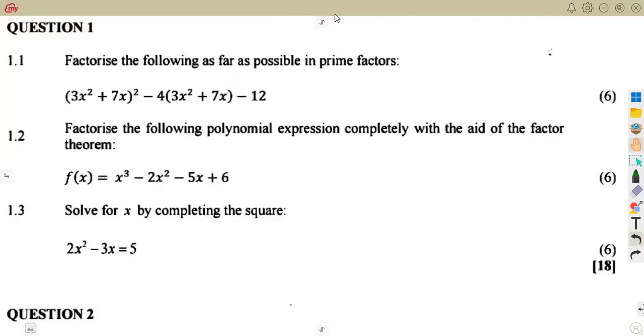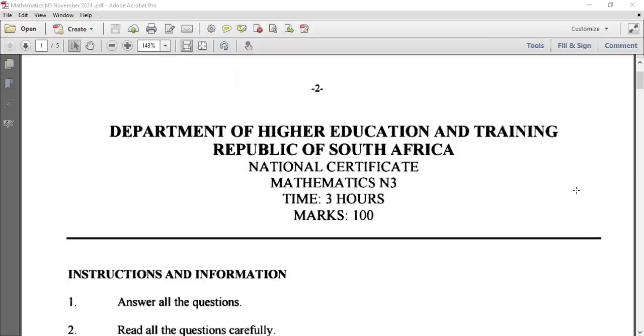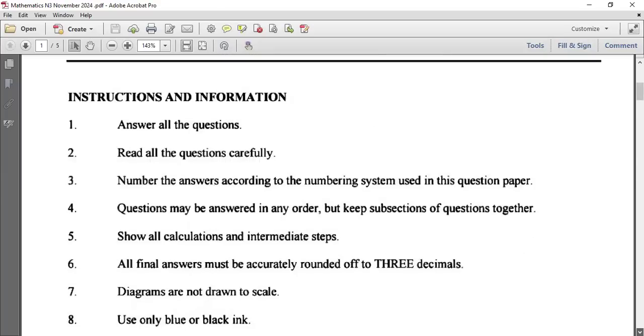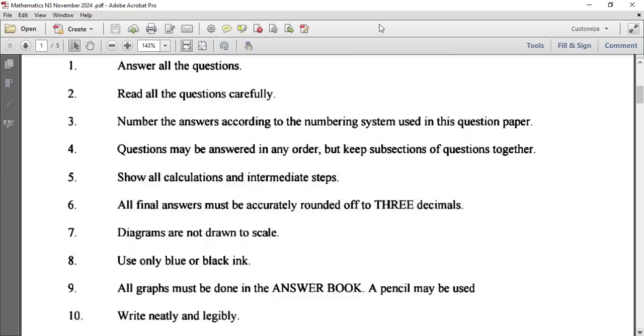We want to quickly go through our questions, but as usual, make sure that you go through the instructions and the information that you are given, all right? Especially on this part, the questions may be answered in any order, all right? But keep subsections of questions together. That is, if you say you want to start with question 3, make sure that you answer everything for question 3, keeping those subsections together. If you're answering question 4, let it be like that. So you can answer in any manner that you want. Any question you can start with, all right?